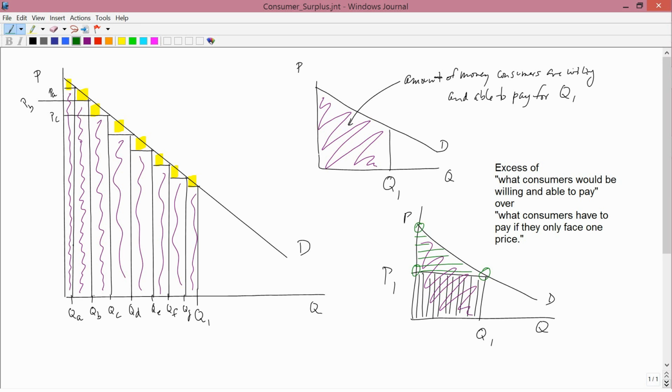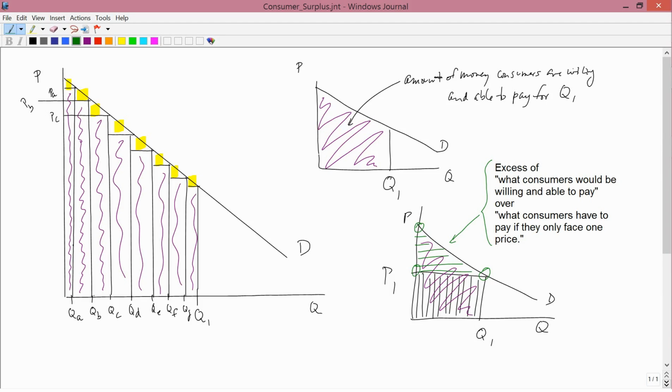So now I've typed what I was just going to describe, that the green area represents the excess of, on the one hand, what consumers would be willing and able to pay, over, on the other hand, what consumers have to pay if they only face one price. Let me clarify the one price comment a little bit more. On the left-hand side with the auction, the consumers are facing lots of different prices, PA, PB, PC, and so forth. The diagram I've drawn on the lower right is just one price, P1. So that's why I say that the P1 situation is when they only have to pay one price, like if they face a monopolist or a competitive industry. And the purple situation is like the auctions.